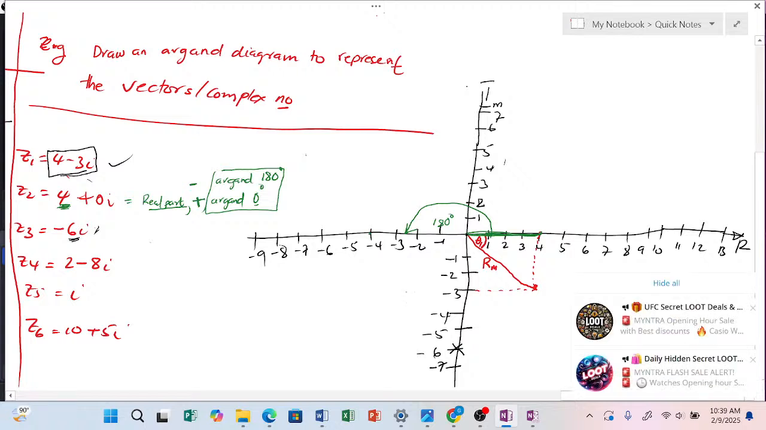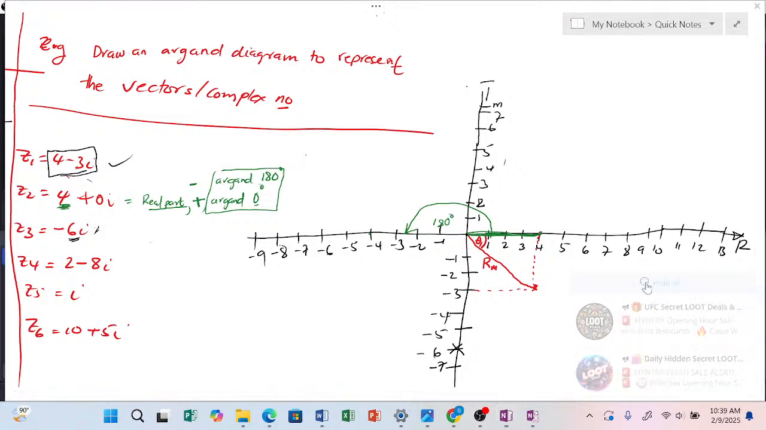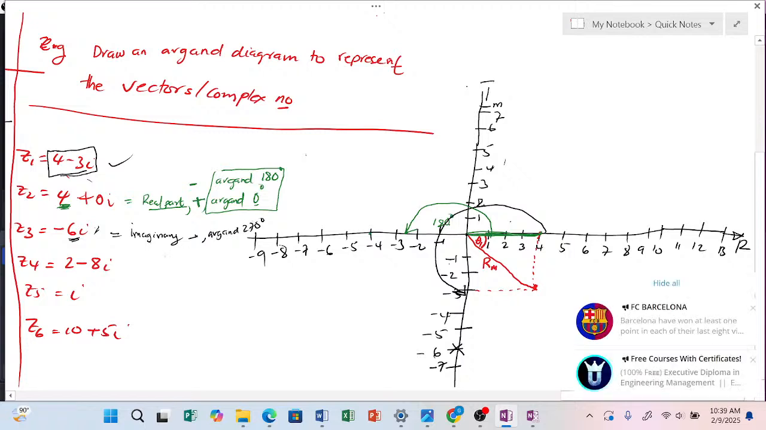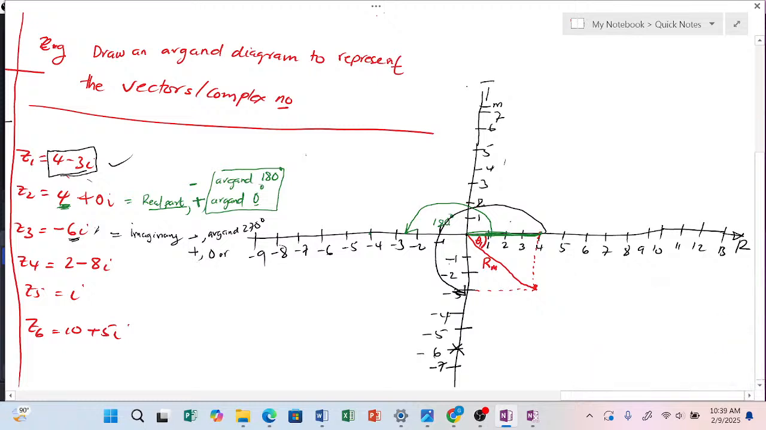Now for this, what would the angle be? So from here, anti-clockwise, there is 90, 90, 90. That is 270. So if you have a complex number that has only the imaginary part, and it is negative, the argument is 270. If it is positive, the argument is 0 or 360 degrees.